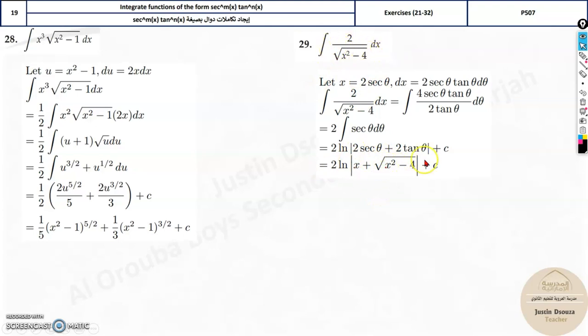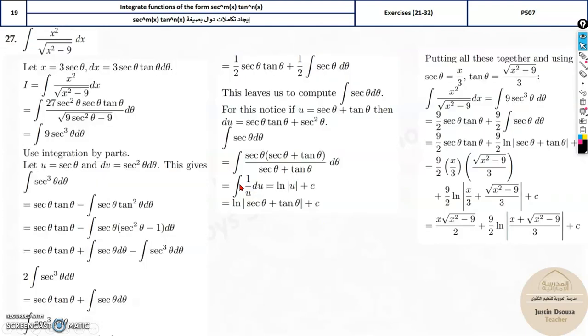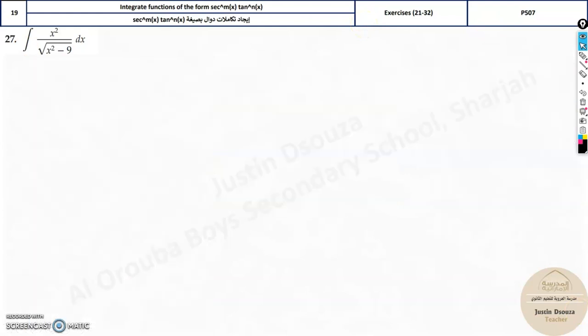Okay, whenever this is positive, even this, you do not need to use modulus. Just use the normal brackets. So this is all the answers. You can pause it and go through it if you want.